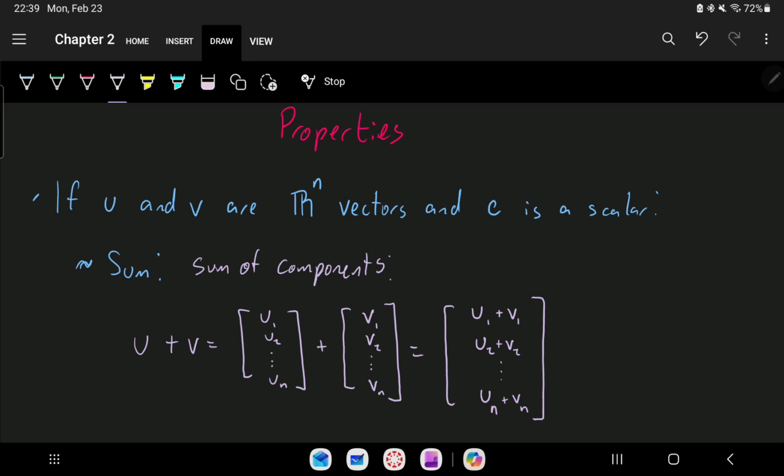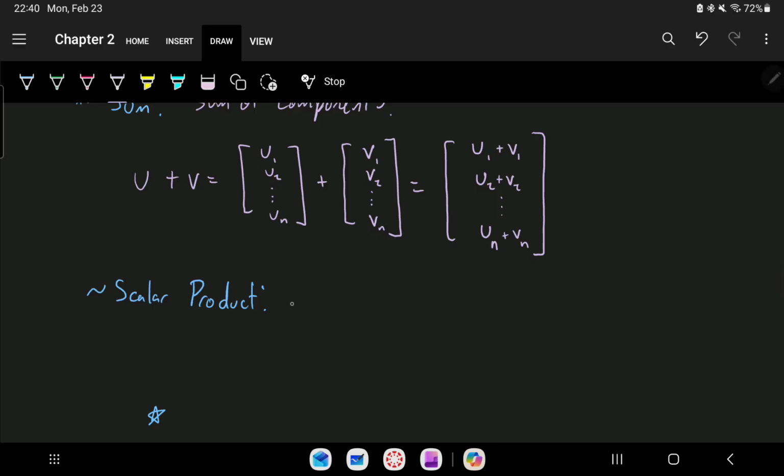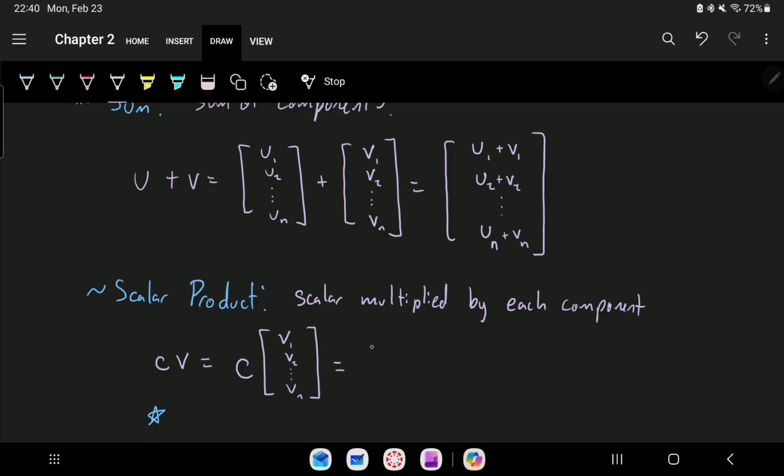Very simple. We did the same thing with matrices. This is nothing new. And similarly, the scalar product for a vector is just going to be the scalar multiplied by each component. So if we have scalar c times v, it's going to be the same thing as putting that scalar on the outside of v. And that is going to equal scalar times the first component, scalar times the second component, all the way down.